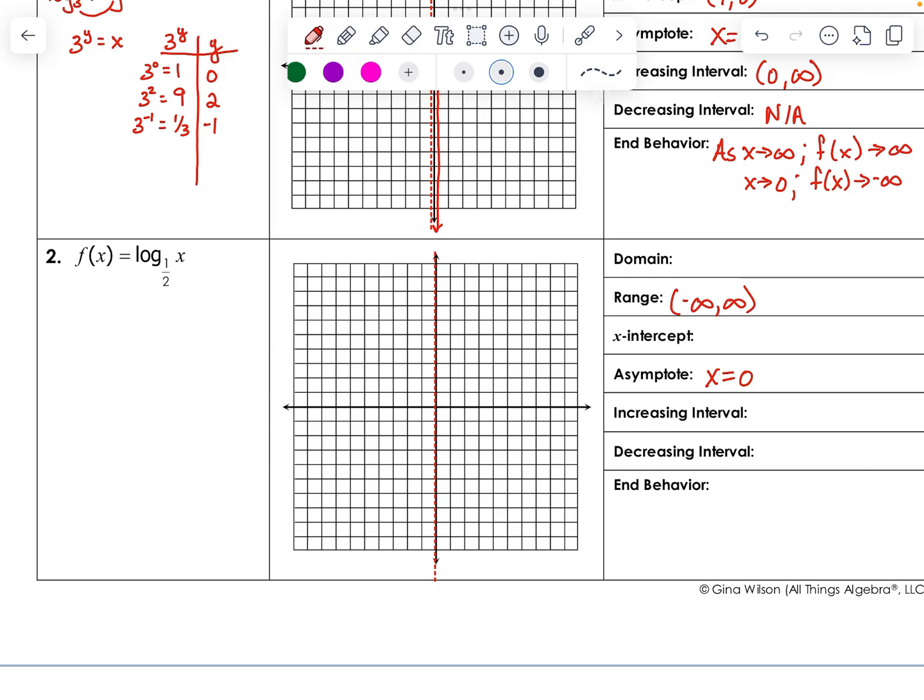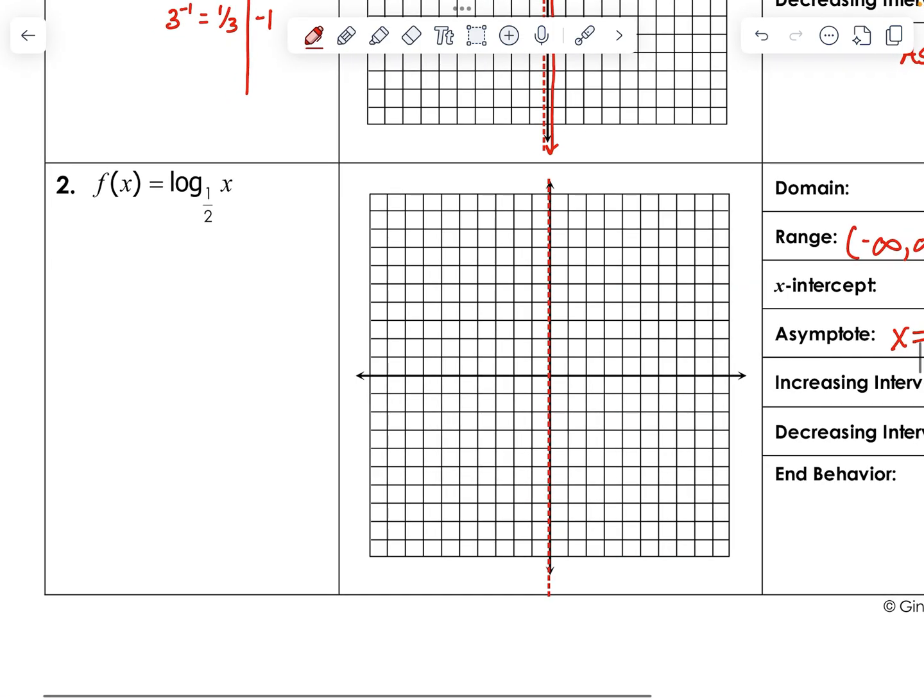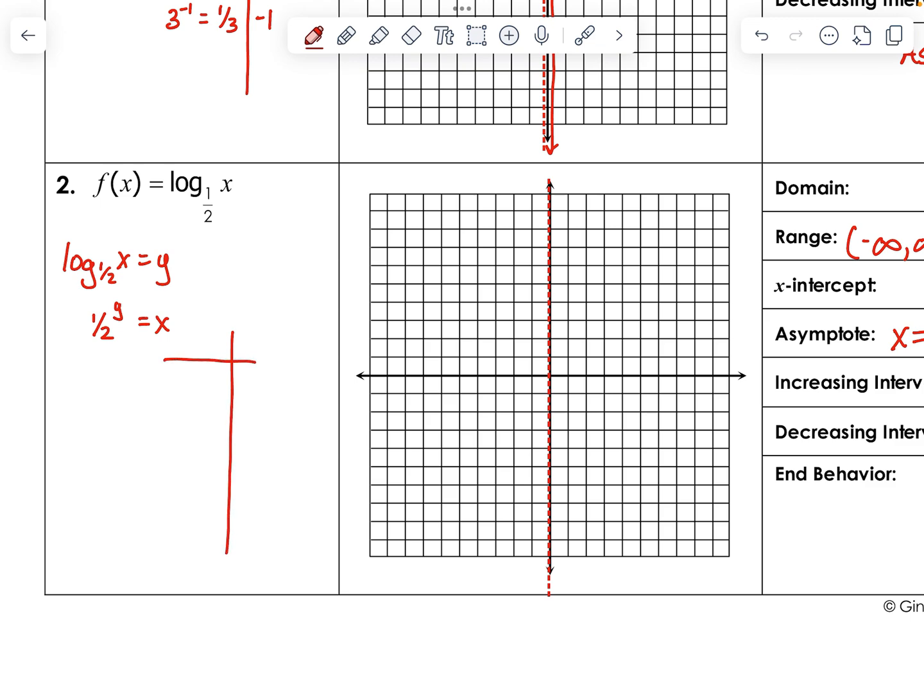And so now let's start graphing or filling out a table to see how this is going to graph. So I'm going to rewrite it as log base 1/2 of x equals y. And then I'm going to do the swirl. So 1/2 to the y power equals x. So when I create my table, this goes in my x spot, and then y just goes here.